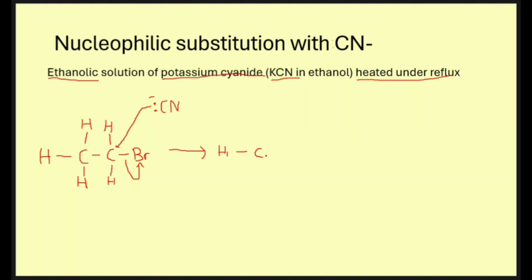And then when you name this one, we need to remember that we've added on another carbon, so we include that within the name. So this was a 3-carbon chain, which means it's a prop. So it should be propanenitrile, because we've got this nitrile group here.